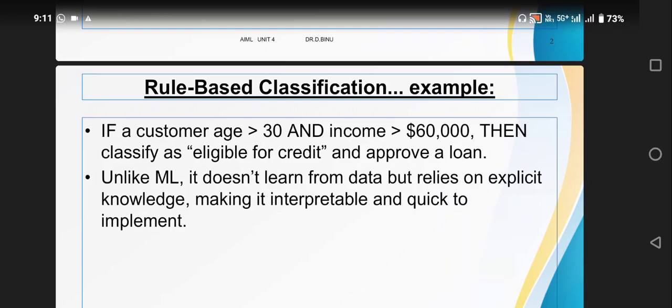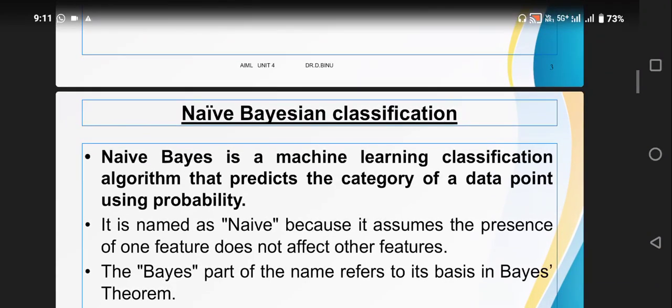The important classification algorithm is naive Bayesian classification. Naive Bayes is a machine learning classification algorithm that predicts the category of a data point using probability. It is named naive because it assumes the presence of one feature does not affect another feature. The Bayes part of the name refers to its basis in Bayes theorem.